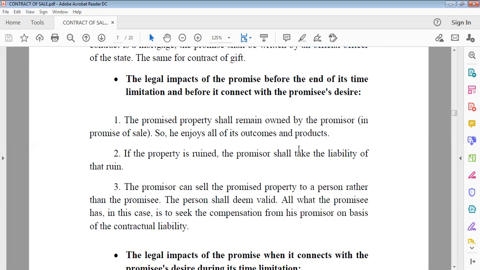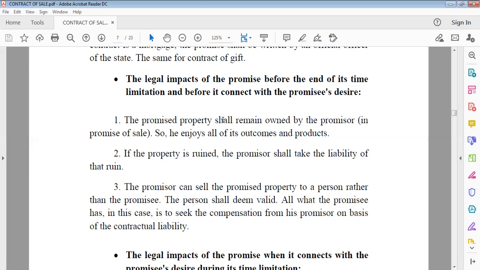Now, for example, I told Baha, I promise to sell you my land, for example, if you show your desire to buy it at the price of 200,000 dinars, for example, during a month. Now, during this month and before Baha shows his desire, the land is still my property.